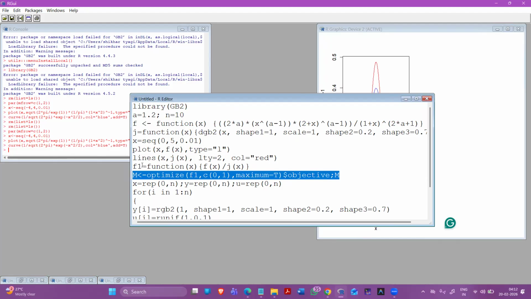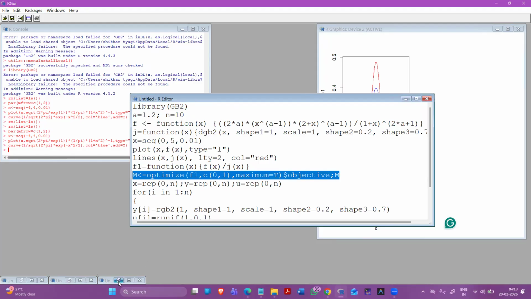Whatever the density F1 you have, for that one you will use the optimize command and you will find out F1, optimized with respect to between 0 and 1, for maximum T. Sorry, maximum T is basically maximum is true, and that is the command we use when we don't know the values of M. That's how we define the values of M here, because M should lie between 0 and 1. It should not be greater than 1.